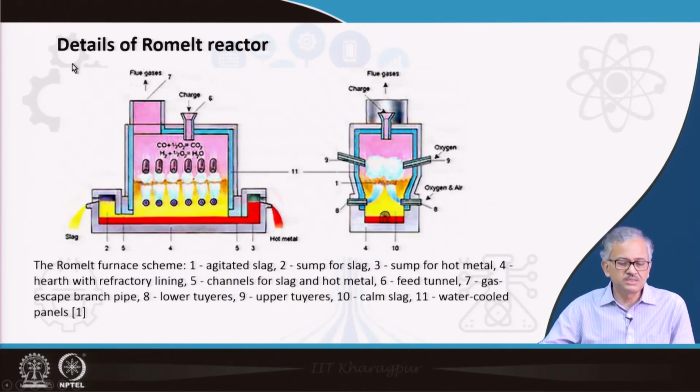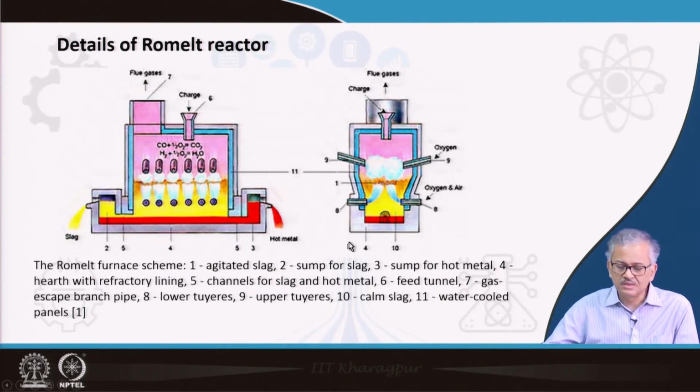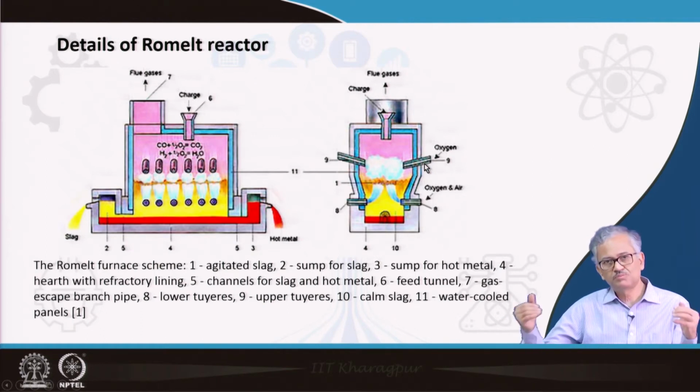I will talk about that, and this is the detail of the Romelt reactor. You can see oxygen is injected from here as well as from the bottom. This oxygen is basically for direct combustion of the carbon to generate heat, and also to gasify the carbon to CO. And this upper oxygen is basically for the post combustion of the CO that evolves from this process. That also generates lots of heat, and you have to have the post combustion such that your coal rate decreases to some extent.